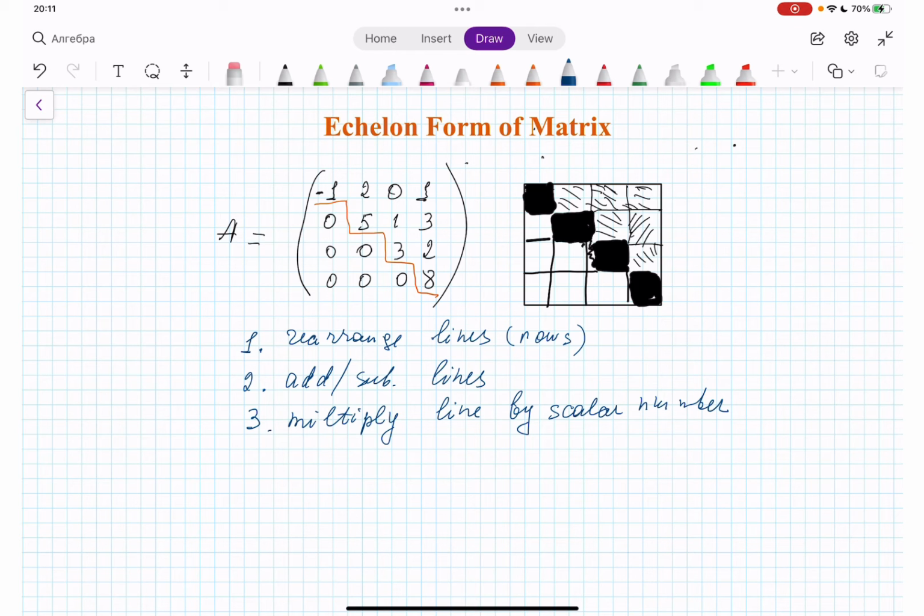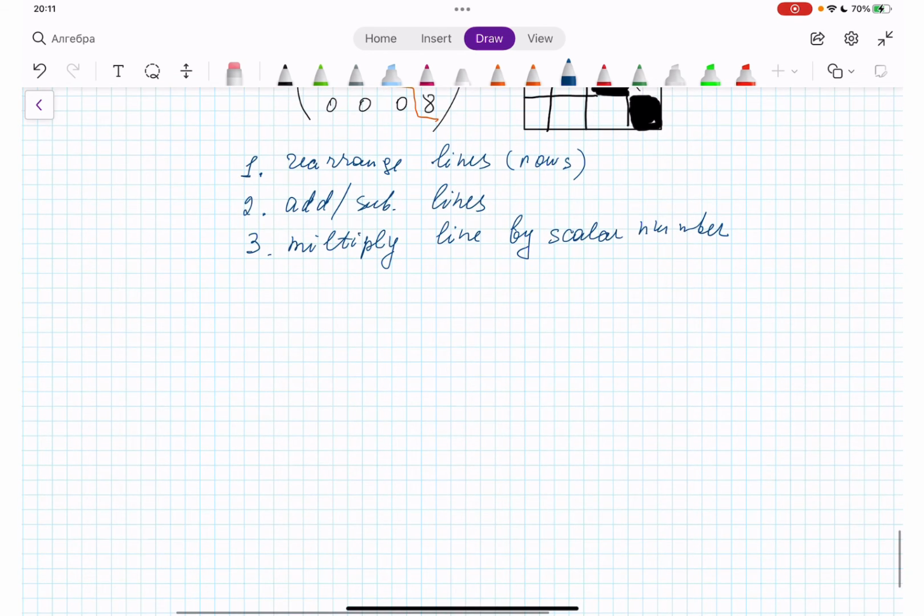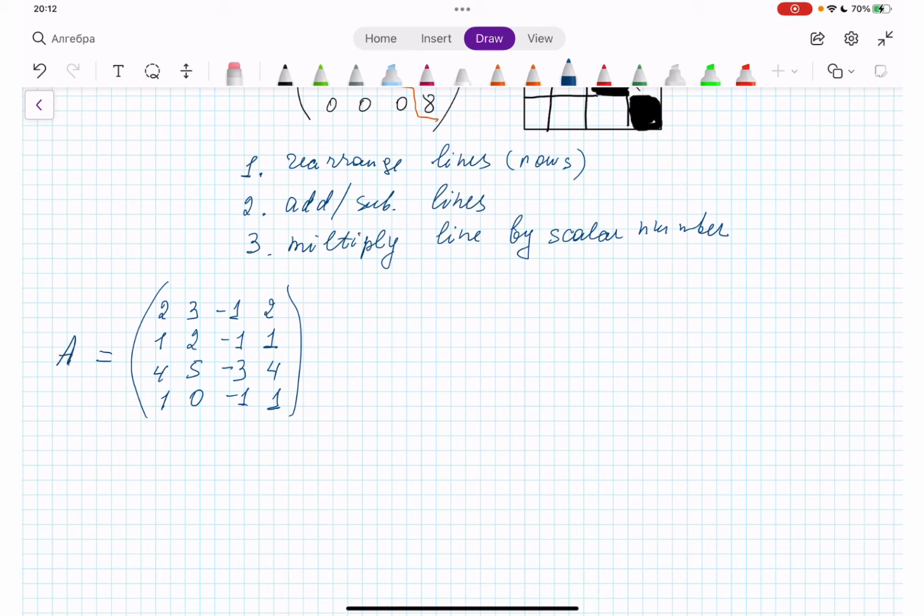To transfer a matrix to echelon form, let's start. I'm going to take a 4 by 4 matrix. We have 2, 3, negative 1, and 2. 1, 2, negative 1 and 1. And we have 4, 5, negative 3 and 4. And lastly, the last row is 1, 0, negative 1, and 1. This is our matrix, and we need to bring it to the form of an echelon matrix.